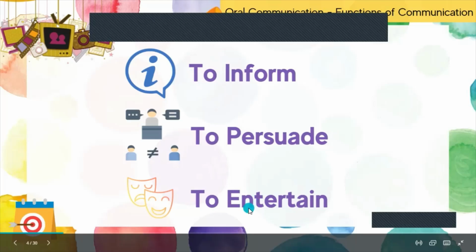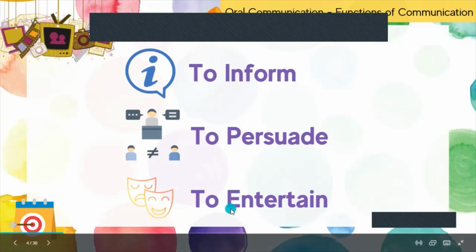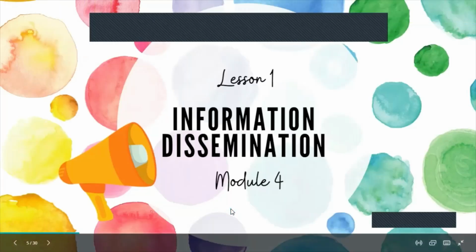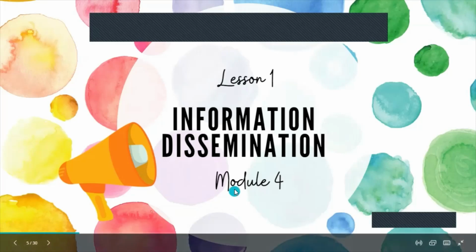We communicate because we want to inform. We communicate because we want to persuade. And of course, we want to entertain. To talk about these lessons, we'll start with lesson 1, which is information dissemination.